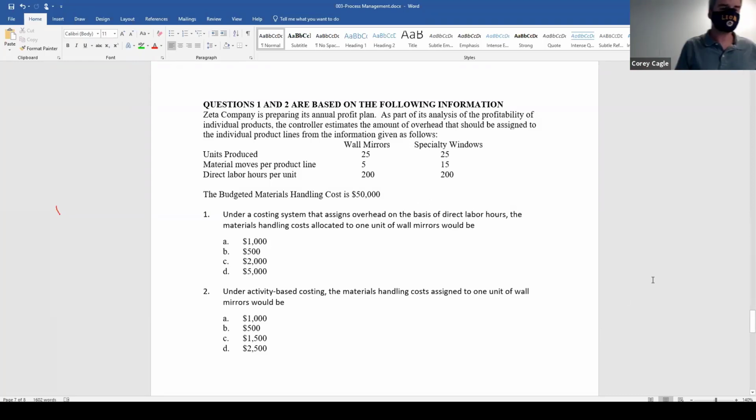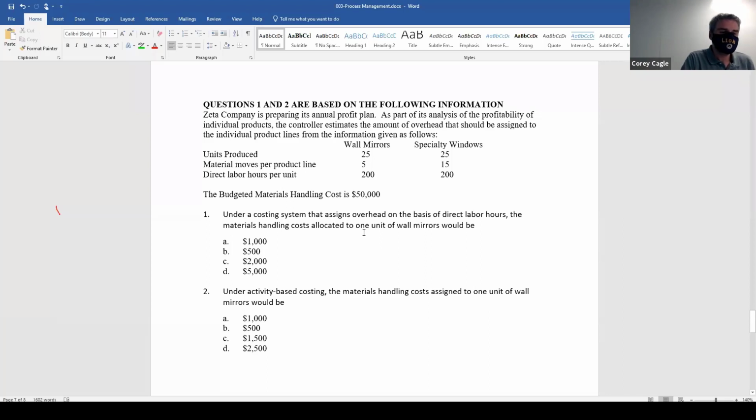So we've got a company here, and it has a basic and a deluxe. It's got a mirror for the wall, and then it's got specialty windows. Those different product lines use different levels of, in this case, a whole lot more materials that have to be moved for the specialty windows versus the mirrors. So if we want more accurate product costing, we need to develop that cause and effect relationship and see what kind of overhead dollars result from that activity and assign overhead based on that.